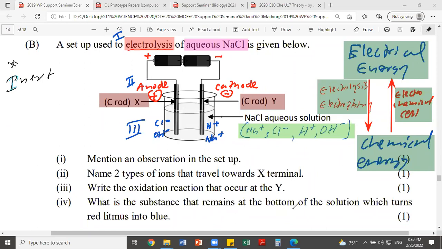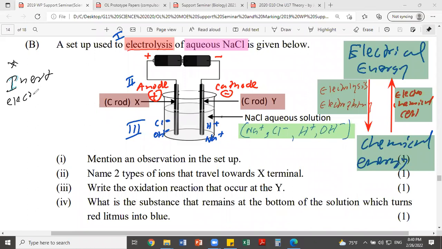Inert electrodes. What are the inert electrodes? Graphite and platinum. There are two inert electrodes that you have to remember. Here it is also carbon, both sides carbon. Inert electrodes supply current, but they don't undergo any chemical reaction. That means they are not corroded, and they don't gain or lose mass.